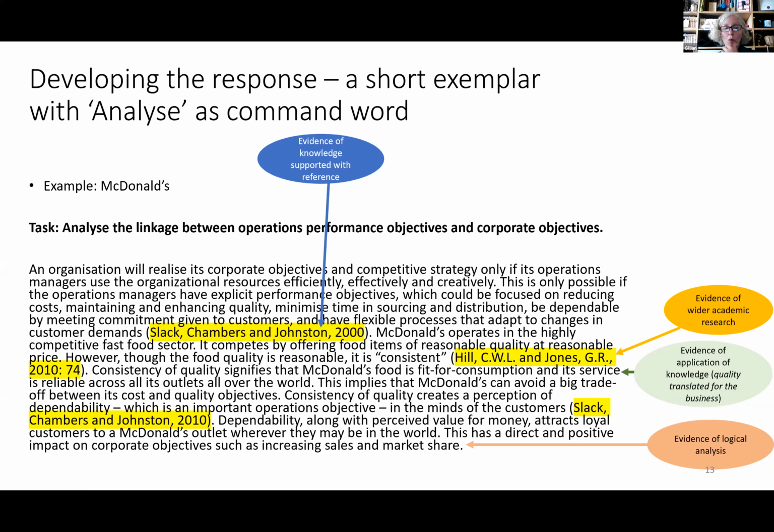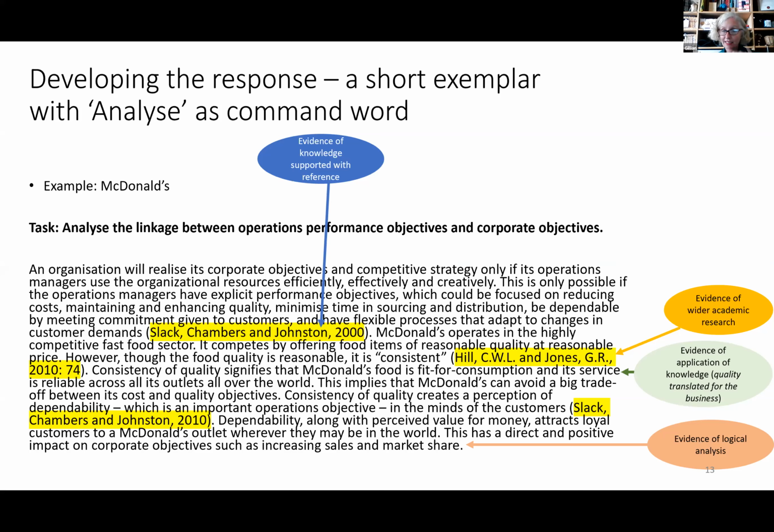However, as a marker, what I would be looking for would be, they've given a statement about costs and quality, and they've used the Slack et al. reference. So I'm seeing actually a good application of an academic theory. I'd also say the evidence from Hill, CWL and Jones, I'd say, well, we don't often see that. They're looking further around the knowledge. Chambers and Johnson coming back in, again, that would support that they've used a slightly different academic theory, and they've used that to apply to McDonald's.